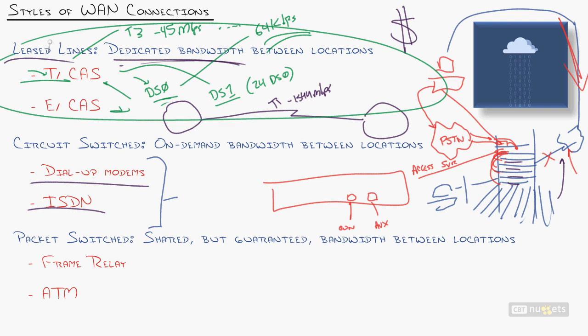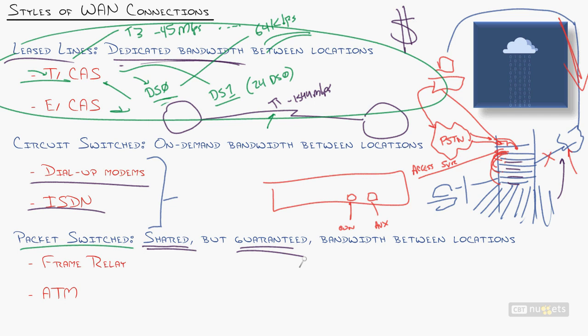So very reliable, very common. Matter of fact, this is the one we'll talk about how to configure to start off our WAN links. We'll look at that, and then we'll start getting into some of these guys, the packet switch network. These network connections are the darling of the industry because they're shared, making them cost effective, but guaranteed, making sure that you're going to get something that you're paying for.